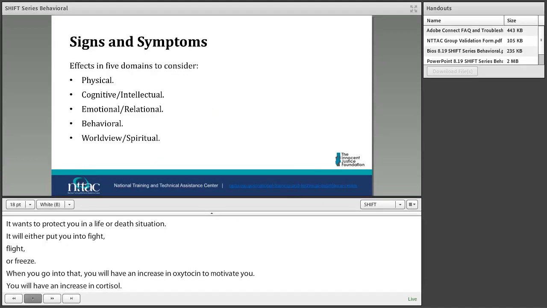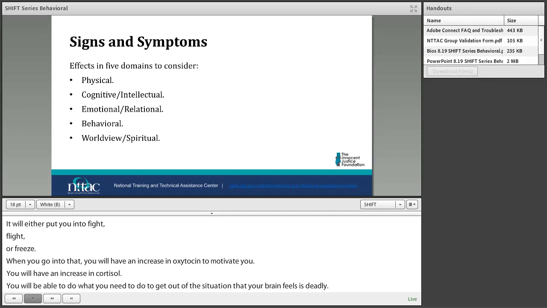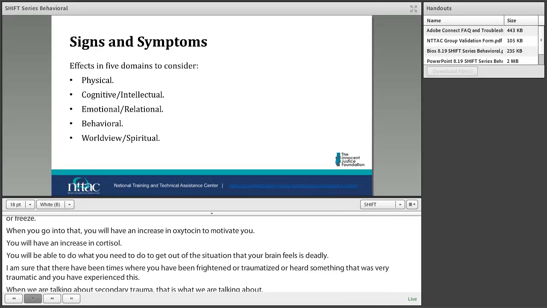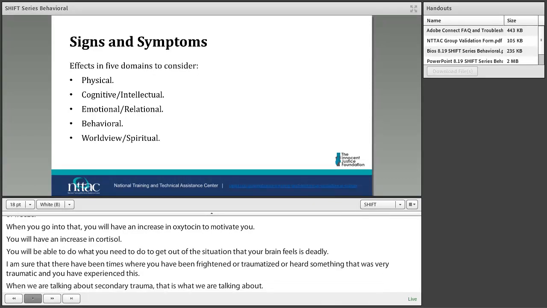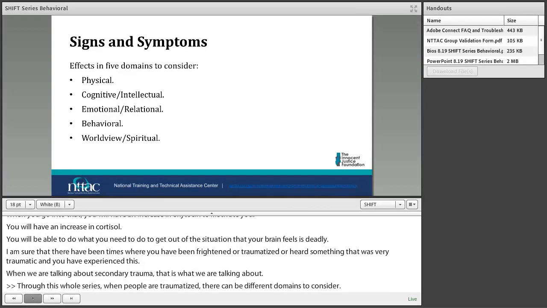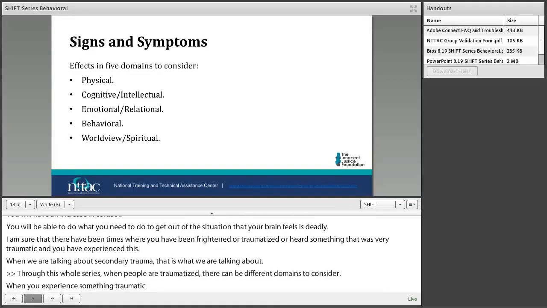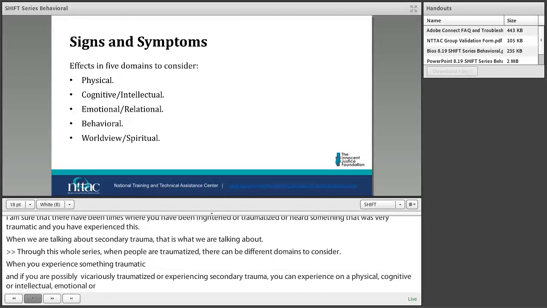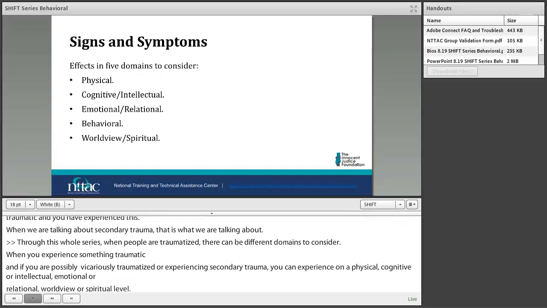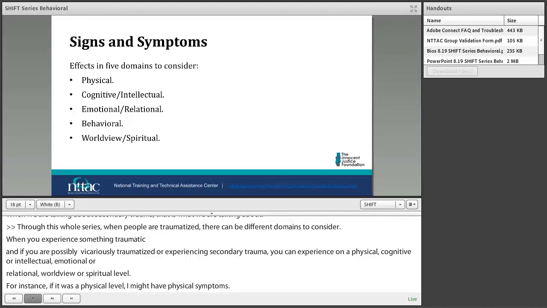So through this whole series, when people are traumatized, there can be different domains to consider. When you experience something traumatic, and if you are possibly vicariously traumatized or experiencing secondary trauma, you can experience it on a physical, a cognitive or intellectual, emotional, relational, behavioral, or worldview and spiritual level. So for instance, on a physical level, I might have physical symptoms. If it was cognitive, then it might be something like I was confused. Emotionally, I might have lots of mood swings and be very tearful. And so on and so on.